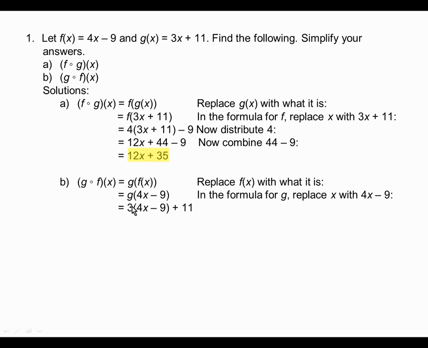Okay, now distribute the 3. So I'll have 12x minus 27 plus 11. And now you can combine negative 27 plus 11 and have 12x minus 16. That's our formula for g composed with f of x: 12x minus 16. And do notice, they are different. That's to be expected, because in general, they're not the same.